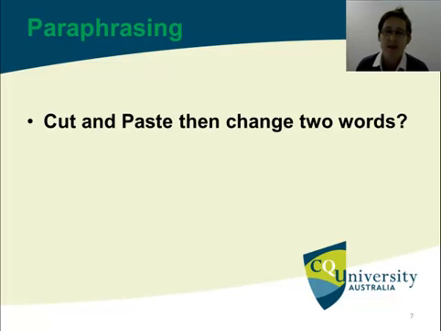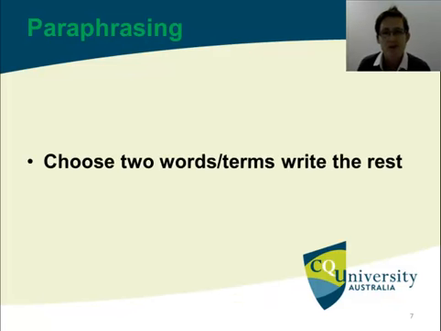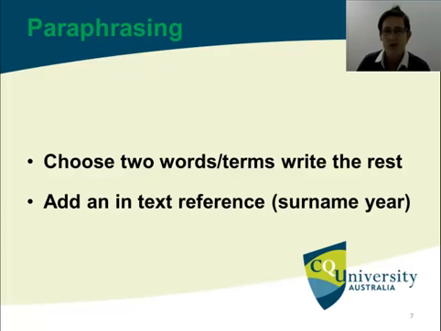So we need to change our thinking around that and instead think about paraphrasing as choosing two terms or two words or two ideas and writing the rest in your writing style, in your words. And then of course you're going to add an in-text reference. And in text, when we refer to that same journal article that appears in our reference list, you simply need surname and year, just those two things. So let's have a look at an example now.